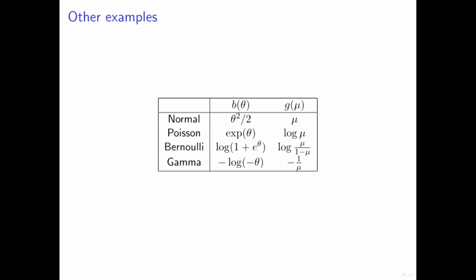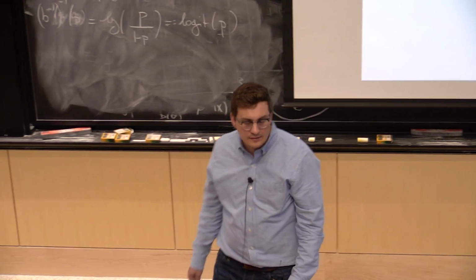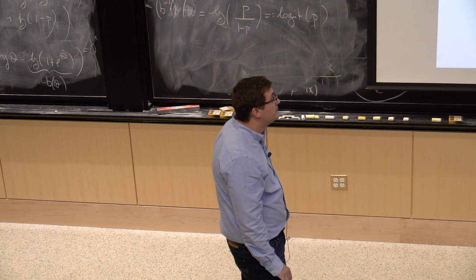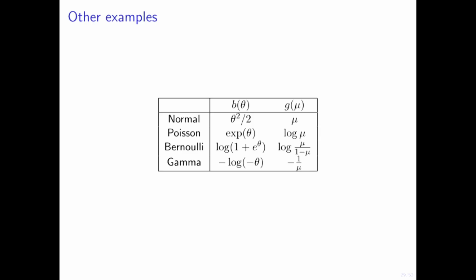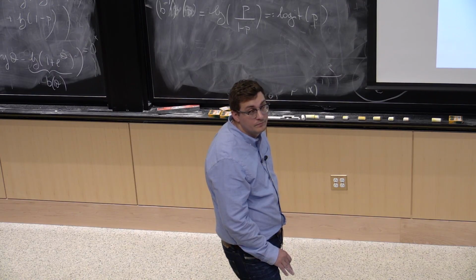The Bernoulli, we just did it. So b, the cumulant function, is log of 1 plus e to the theta, and the link is log of mu over 1 minus mu. And for the gamma function, what you're going to see is minus log of minus theta. You see the reciprocal link is the link that actually shows up. So minus 1 over mu. That maps another link.